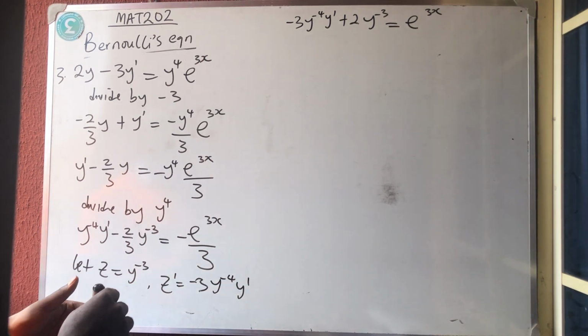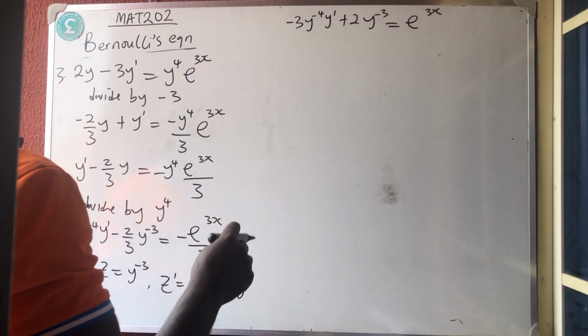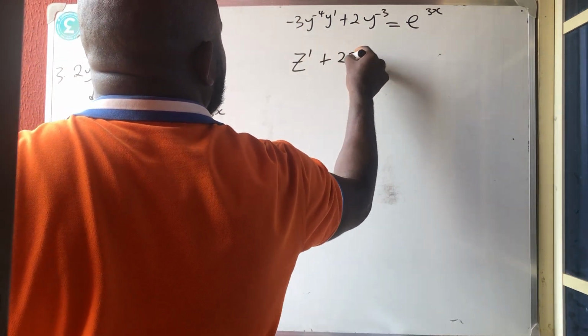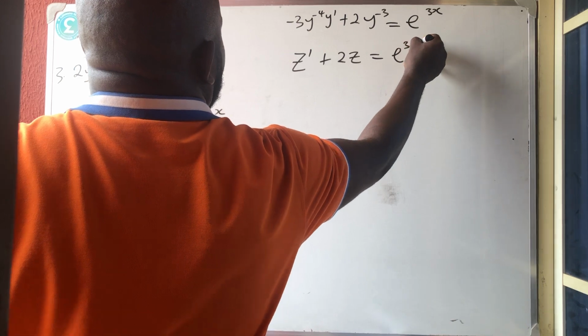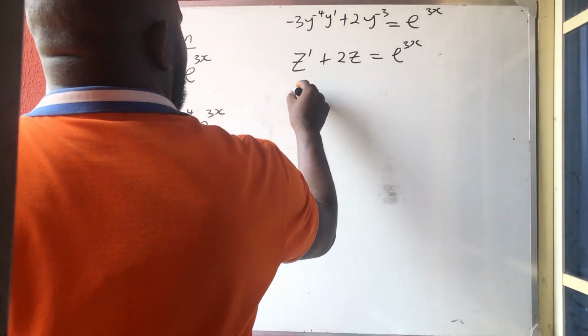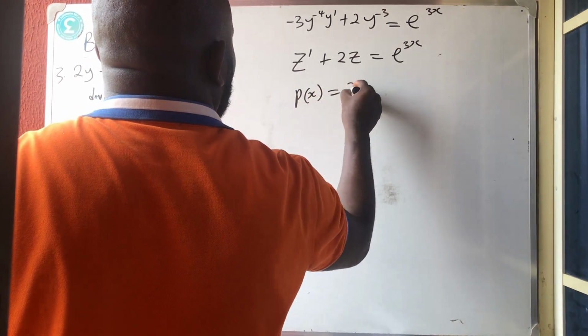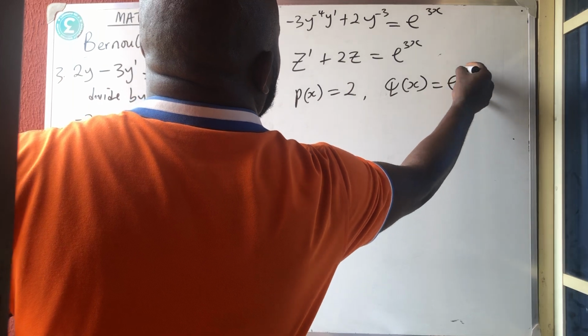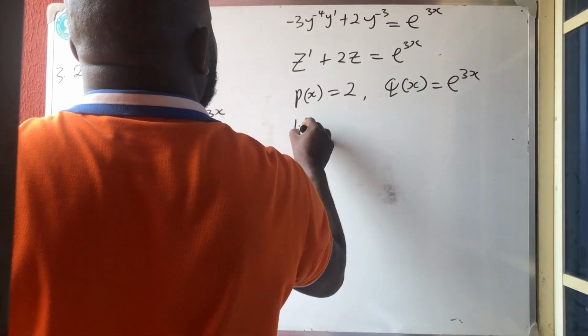So, what do we do now? Let's substitute. This one turns to z prime plus 2z is equal to e raised to power 3x. Any problem? No problem. So what do we do now? We say that our p of x is equal to 2 and our q of x is equal to e raised to power 3x. So our integrating factor is now what?